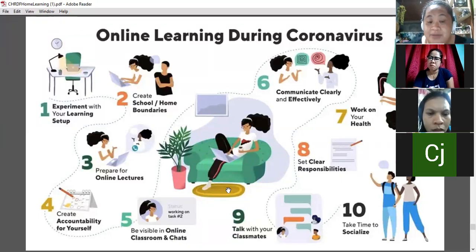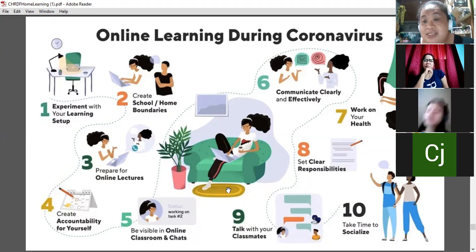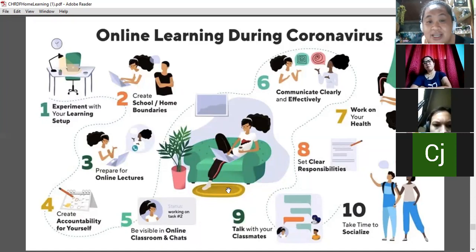Number 5, be visible in the online classroom. There may be times you can't be online and can answer afterwards, but be as participative online as you are in the classroom. Number 6, communicate effectively and clearly. Just because it is online doesn't mean there is no proper communication. We should still be respectful, not like you are just video calling a friend.